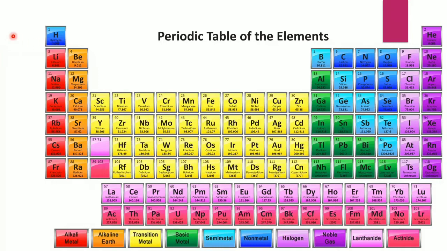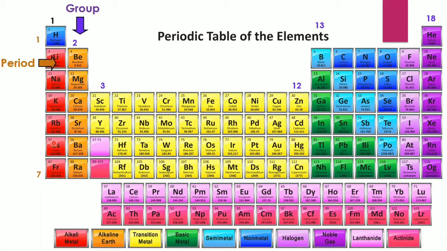When going across a row, it is called a period, and we have 7 periods in the periodic table. When going down the vertical column, it is known as a group. So there are group 1, group 2, group 3 until group 12, 13, and up to group 18.